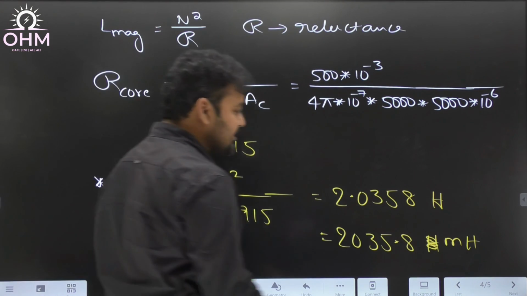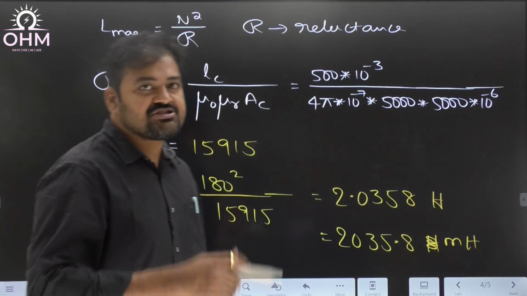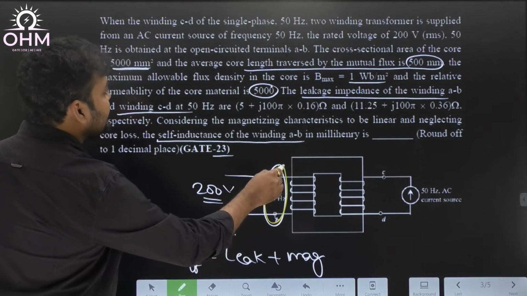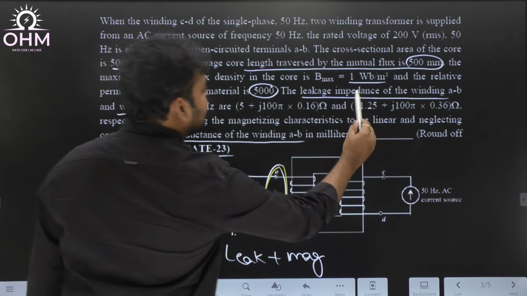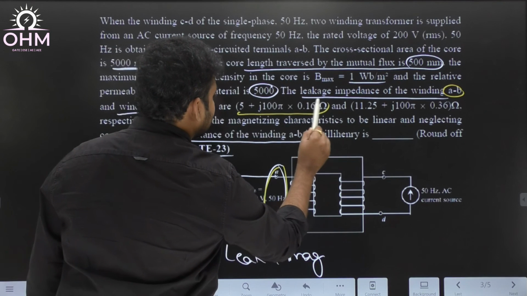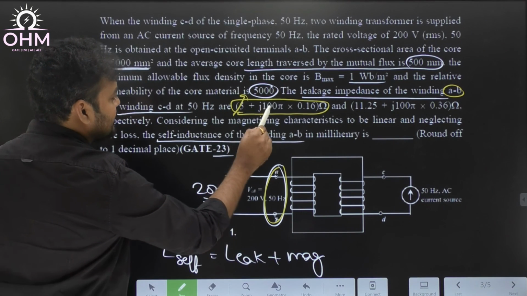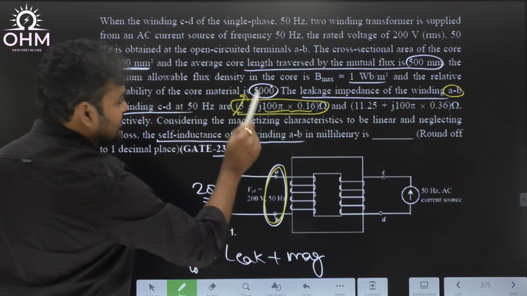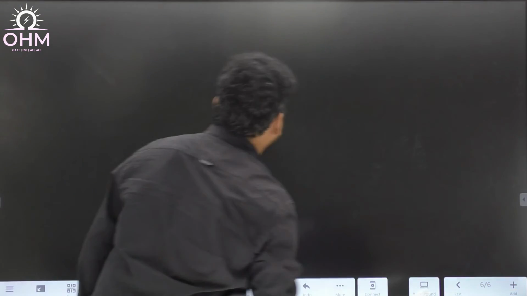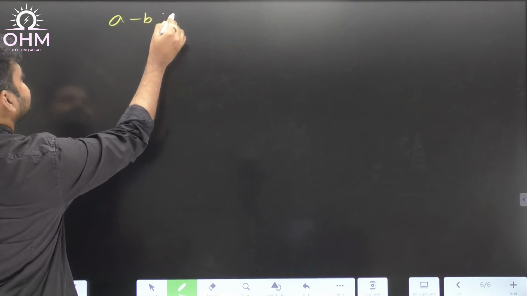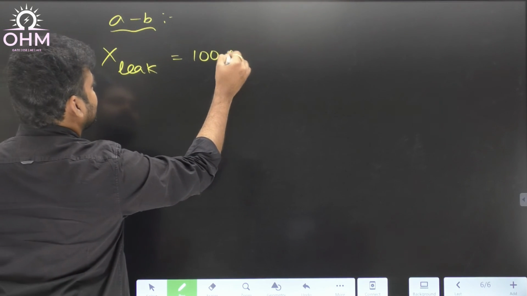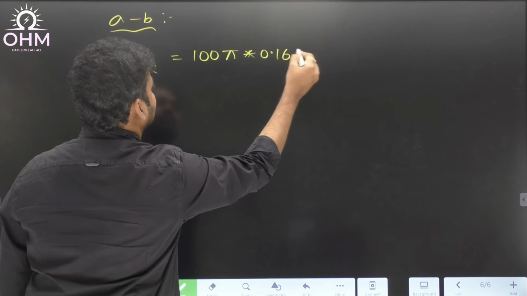But for this magnetizing inductance, I have to add the leakage inductance also. What is the leakage inductance of winding AB? You can see this is the leakage impedance, where 5 is the resistance, and this is the leakage reactance, 100 pi into 0.16. So for winding AB, the leakage reactance is 100 pi into 0.16 ohm.